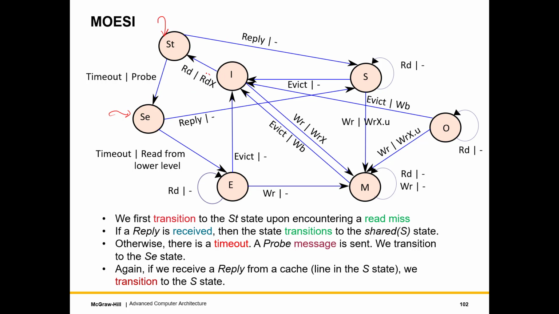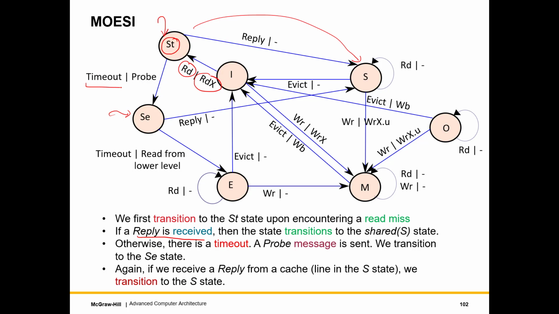So there is a read miss from the I state, right? There is a read and the read leads to a read miss from the I state. Then we transition to the ST state. ST is the first temporary state. In this case, if a reply is received, which means the valid owner exists, then we have a regular state transition to the S state. Because we received a reply, nothing needs to be done. We just transition to the S state because the owner supplied a copy of the block.